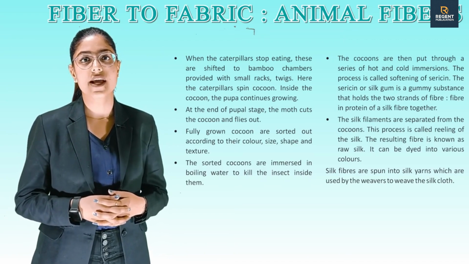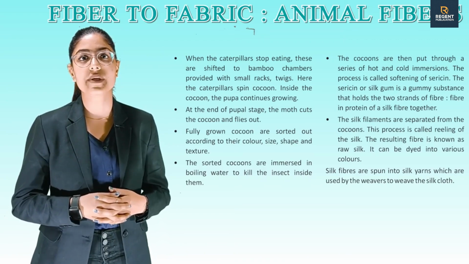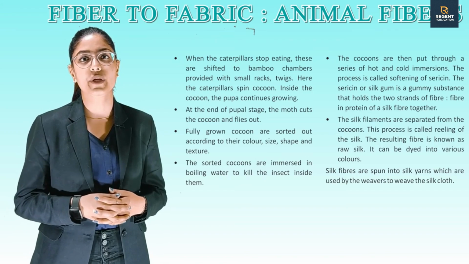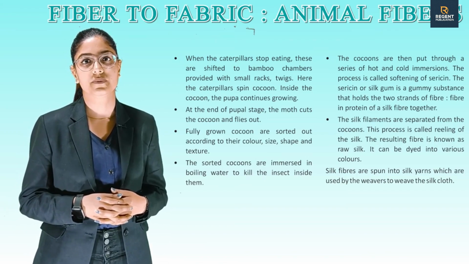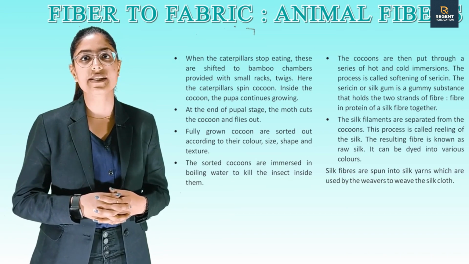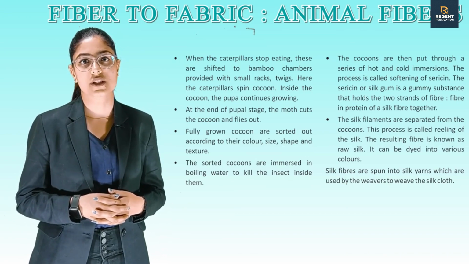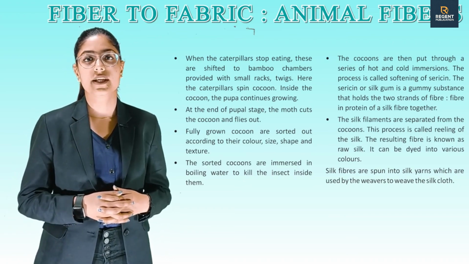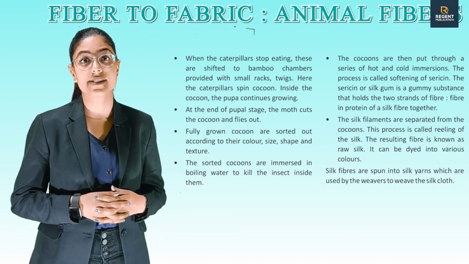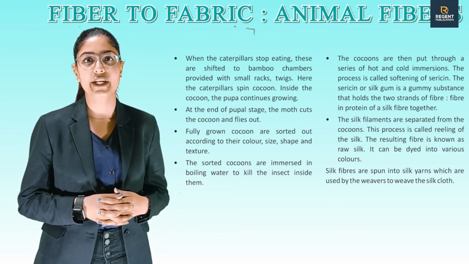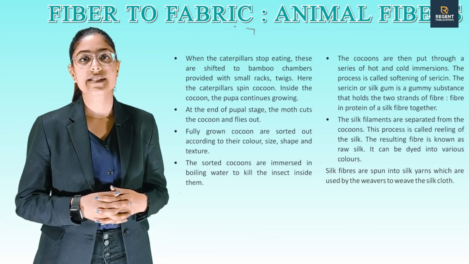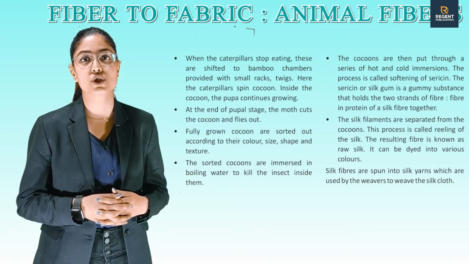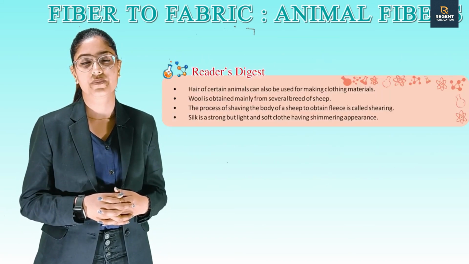Sericin, or silk gum, is a gummy substance that holds the 2 strands of fibroin protein of a silk fiber together. The silk filaments are separated from the cocoons. This process is called reeling of the silk. The resulting fiber is known as raw silk. It can be dyed into various colors. Silk fibers are spun into silk yarn, which is used by the weavers to weave the silk cloth.